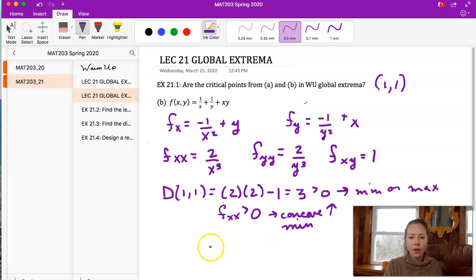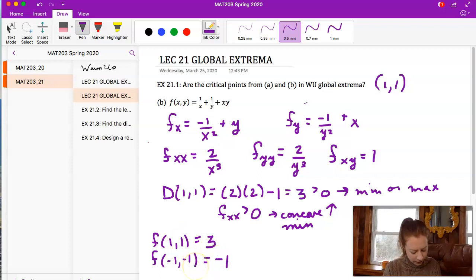Okay, so let's try to plug in some values. So first, let's evaluate our function at our critical point. Okay, so it's going to be 1 plus 1 plus 1, which is 3. Plugging into this up above. And let's try another one. Let's try minus 1 and minus 1. See what that looks like. Okay, and we find that this comes out to minus 1.